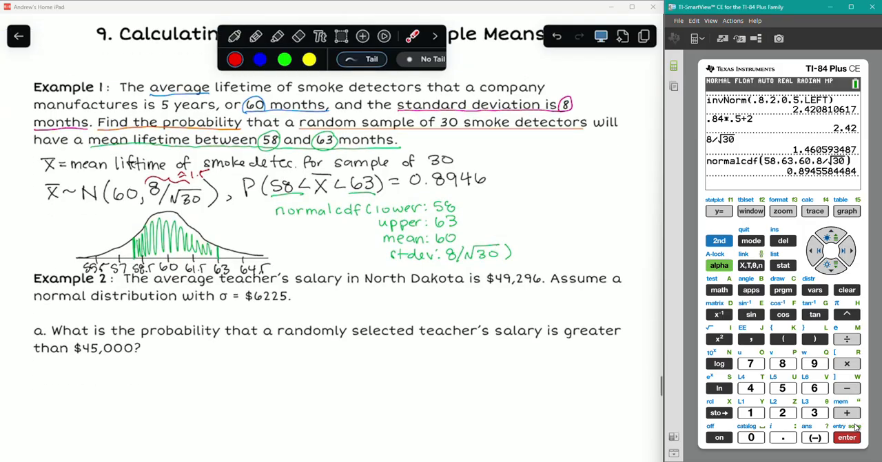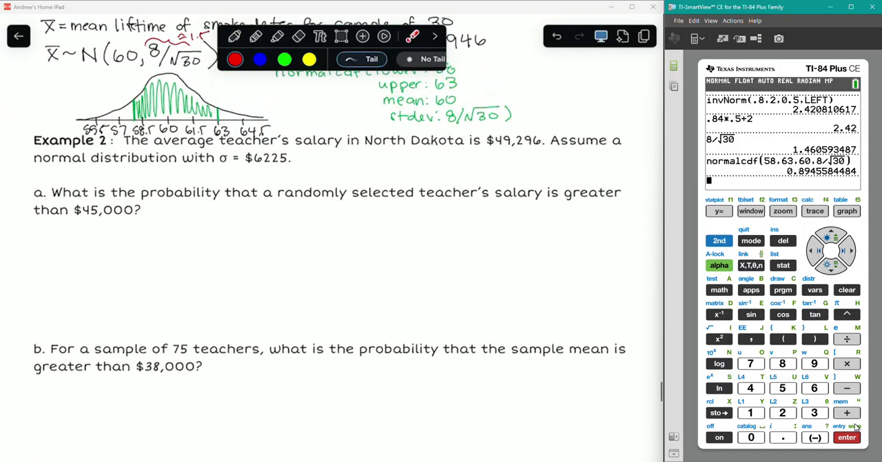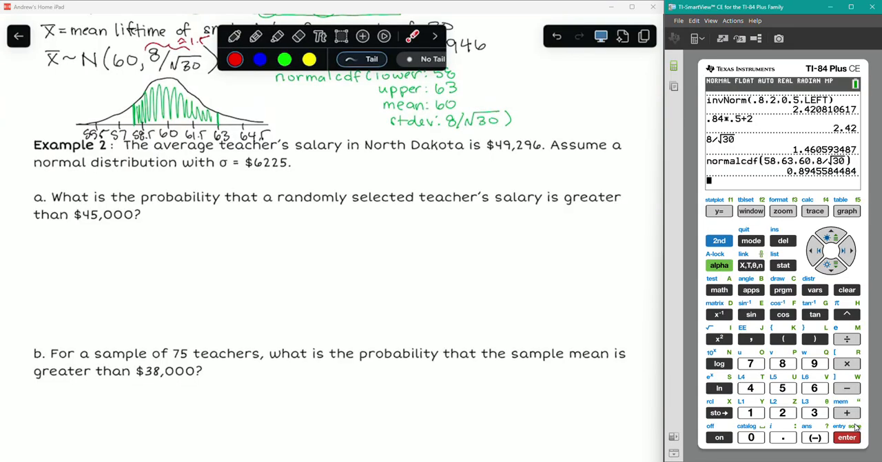All right, let's do our second example. Our second example says the average teacher's salary in North Dakota is $49,296. Assume a normal distribution with a standard deviation equal to 6,225. What is the probability that a randomly selected teacher's salary is greater than 45,000?